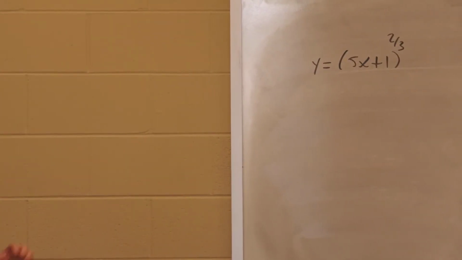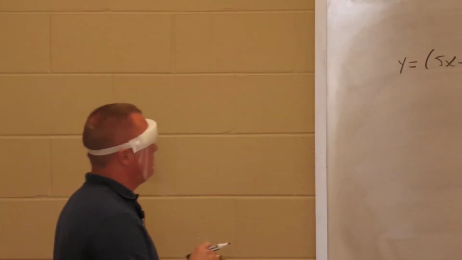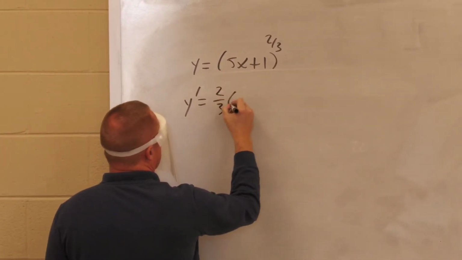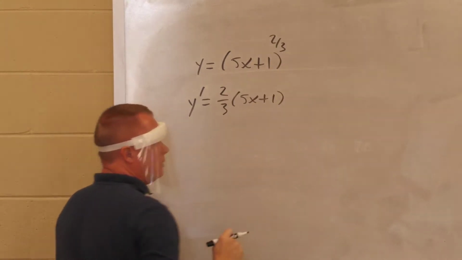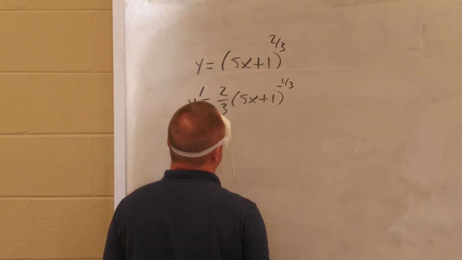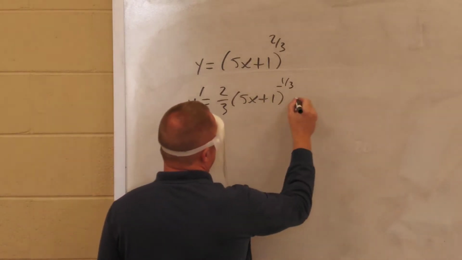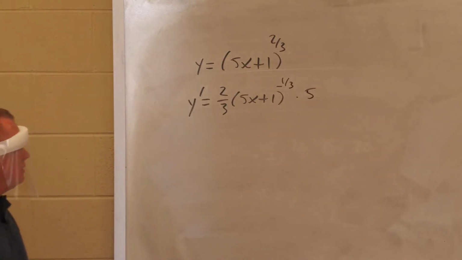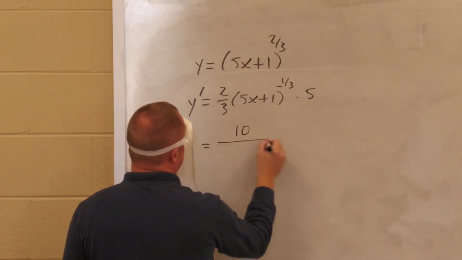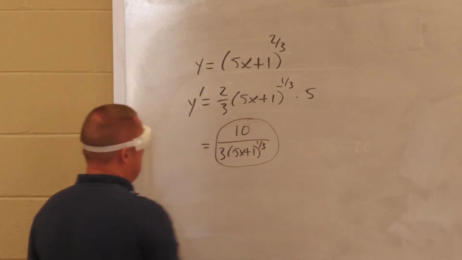Okay, so outside function here would be what? Power 2/3, inside's 5x plus 1. So power rule first. Multiply by 2/3. Subtract 1 from the exponent. 2/3 minus 1. How much is that? Negative 1/3. Okay. So that is the outside. Okay. Derivative of the inside, 5x plus 1. Derivative would be 5. So multiply it times 5. So I would write the answer. 2 times 5 would be 10 over 3. 5x plus 1 to the positive 1/3 power on the bottom.